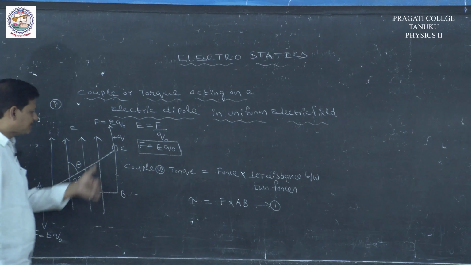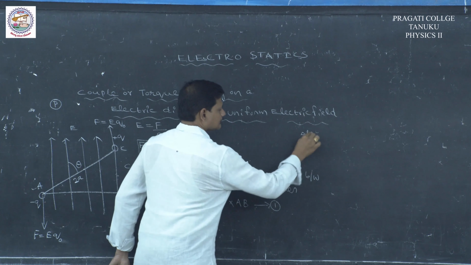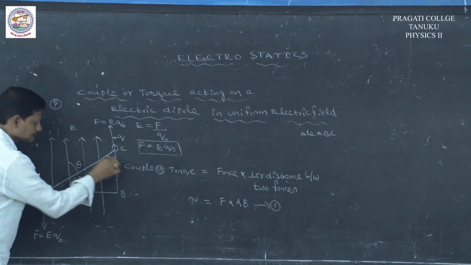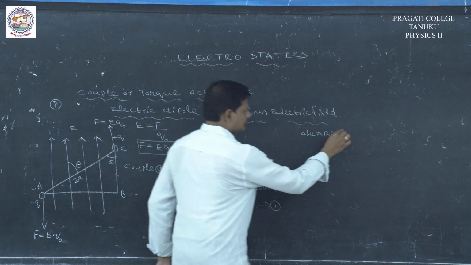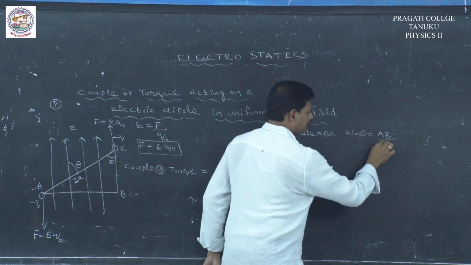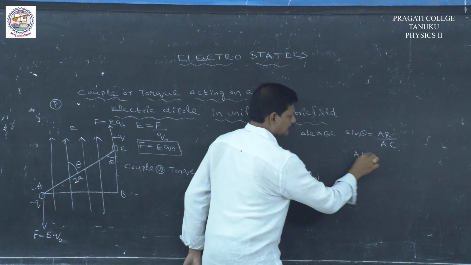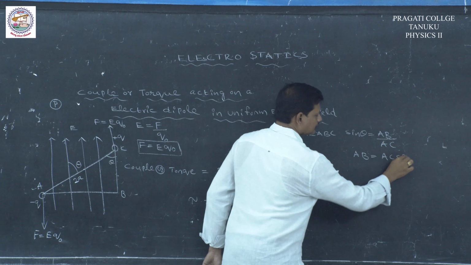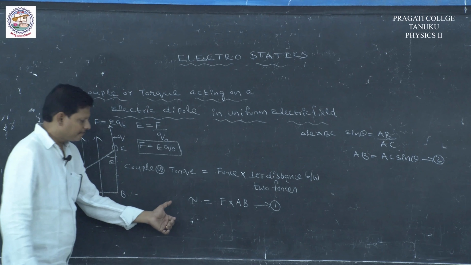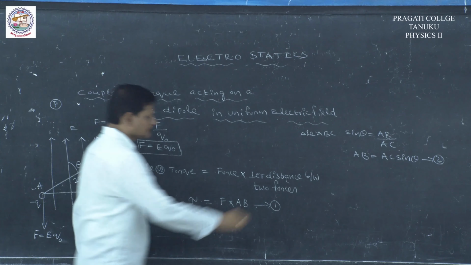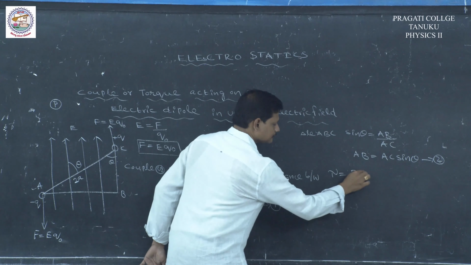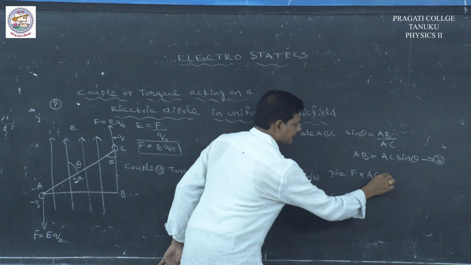So, from the triangle ABC, sin theta is equal to AB by AC. AB is equal to AC sin theta, equation 2. From equations 1 and 2, tau is equal to F into AB, that is F into AC sin theta.